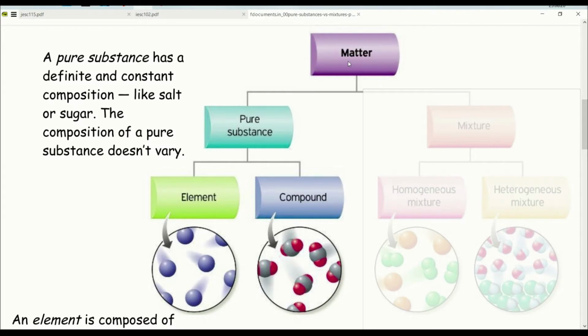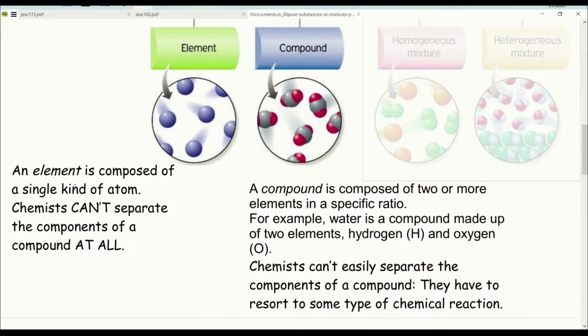Here we are showing matter as a pure substance when it is an element or a compound. An element is composed of a single kind of atom, and a chemist can't separate the components of a compound at all. A compound is composed of two or more elements in a specific ratio. Water is a compound made up of two elements, hydrogen and oxygen. A chemist can't easily separate the components of a compound. They have to resort to some type of chemical reaction.